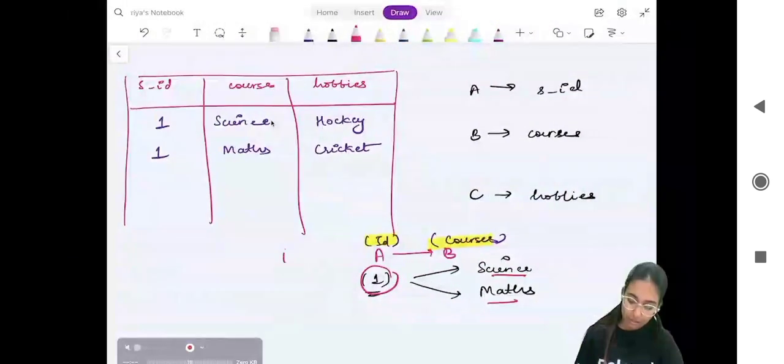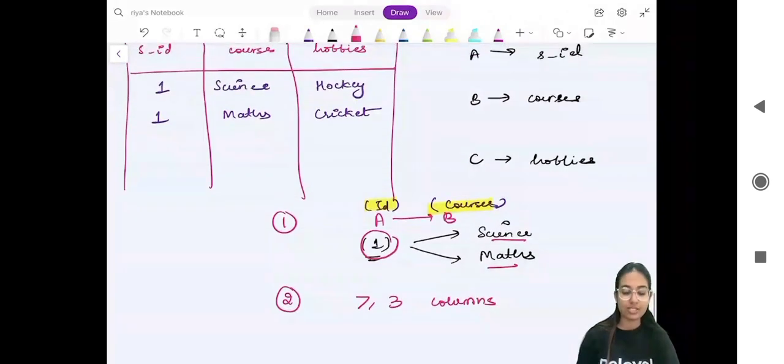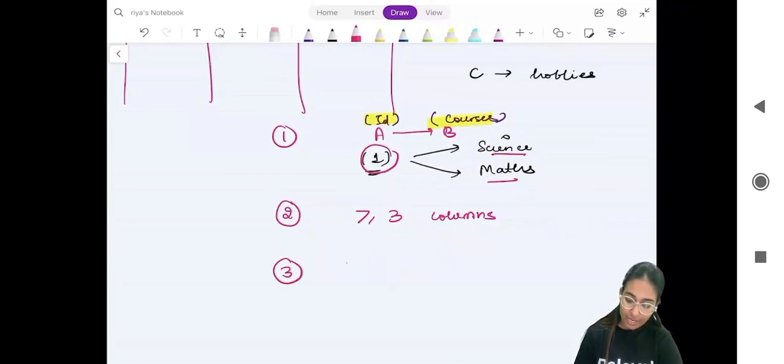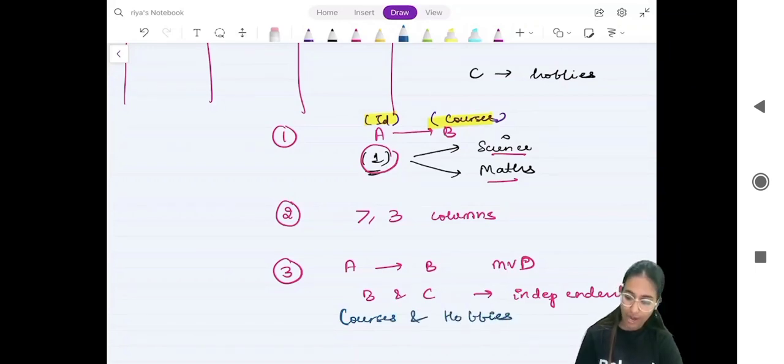The second rule was that it should have at least greater than or equal to 3 columns. And it is true as well because this table also has 3 columns. Okay. And the third is, if there is a multi-value dependency from A to B, then B and C should be independent of each other, which is indeed true as well because there is no relation whatsoever between courses and hobbies.